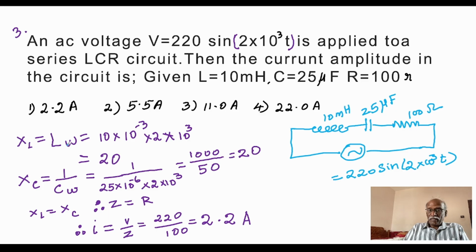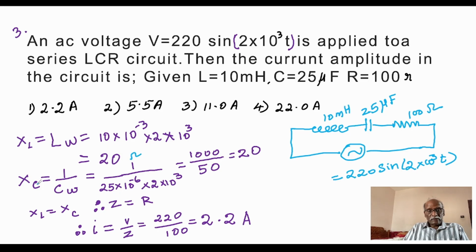XL is equal to L omega. L is 10 into 10 to the power minus 3, and omega is 2 into 10 to the power 3. Here 10 to the power 3 and 10 to the power minus 3 cancel. 2 into 10 is 20. Actually, this is in ohm.